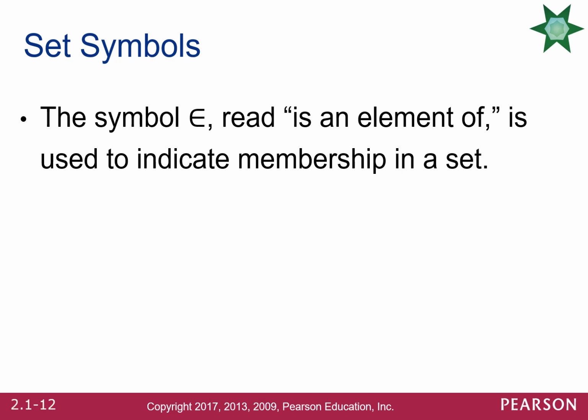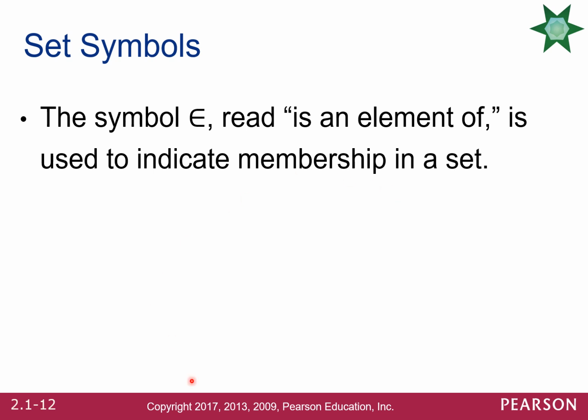Now we will go over some symbols and some notations we use typically in set theory. The first one is the symbol here, which is like a fancy E, so to speak. It is read as "is an element of." So this symbol here, which looks like a rounded E, implies is an element of. It is used to indicate membership in a set.